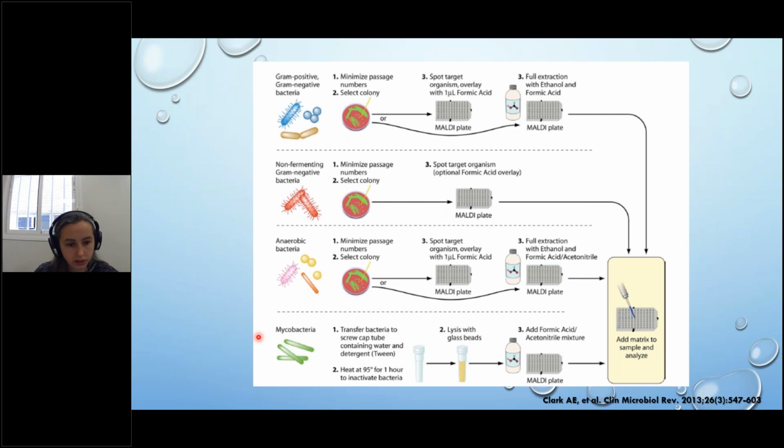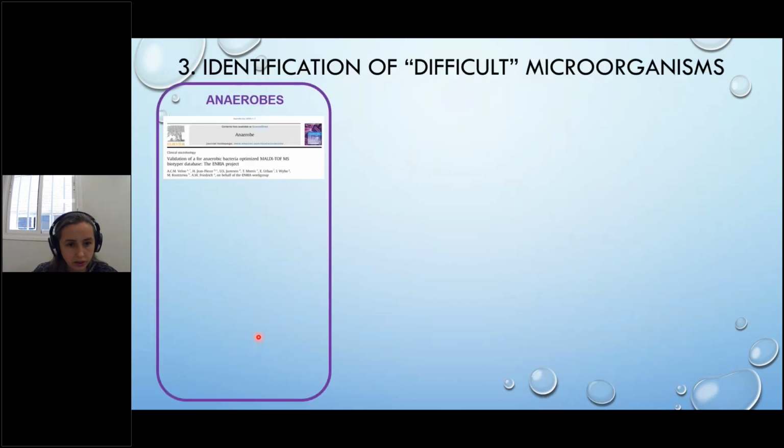So that's why I want to talk about 3 different groups of what I call difficult microorganisms, or those that are not that easy to identify in the laboratory. And I think each of them taught us a different lesson. So the first one is the group of the anaerobes.